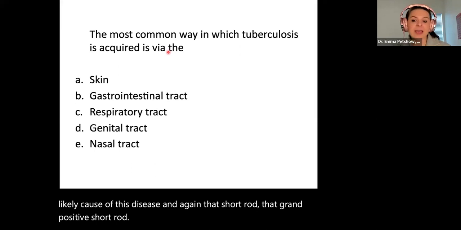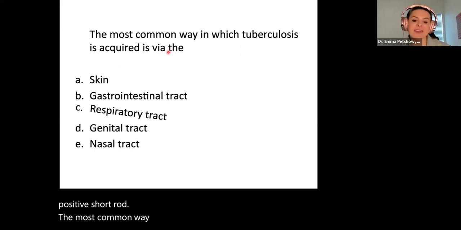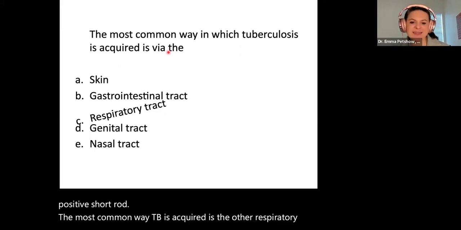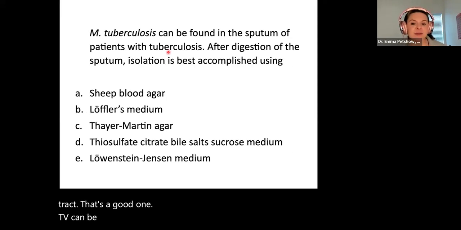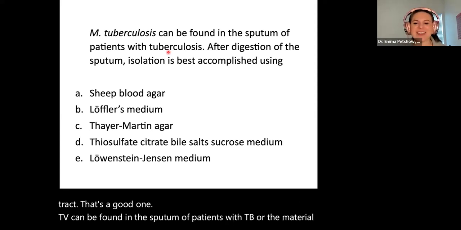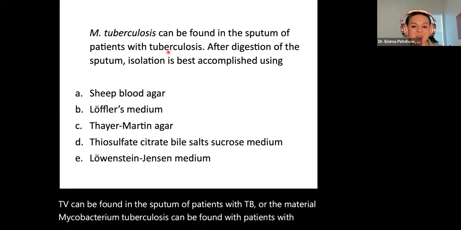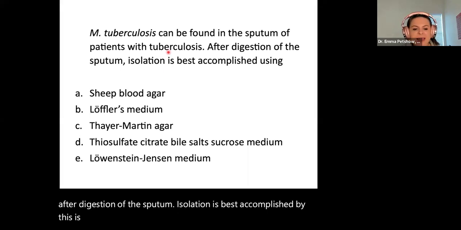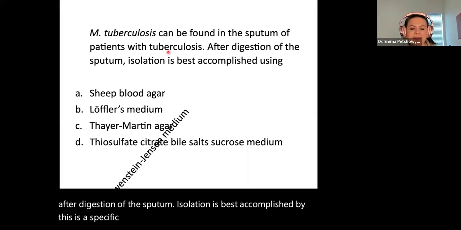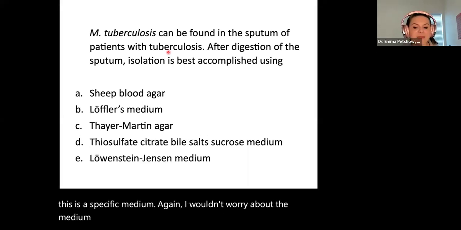The most common way TB is acquired is via the respiratory tract. That's a good one. The bacteria, Mycobacterium tuberculosis, can be found in the sputum of patients with TB. After digestion of the sputum, isolation is best accomplished by, this is a specific medium. Again, I wouldn't worry about the medium. If it was about the acid-fast stain, then I would care.